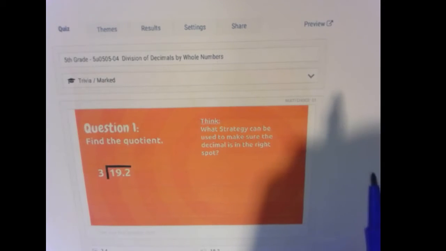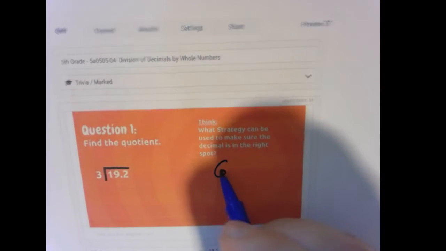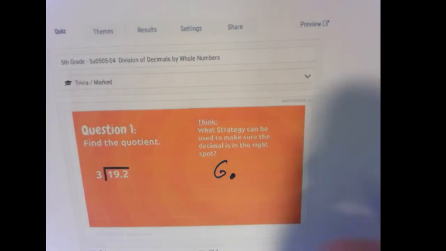19 divided by 3. So 3 times 5 would be 15. 3 times 6 would be 18. 3 times 7 would be 21. So I think this is going to be about 6 point something, right? Because 3 times 6 is 18, and then 19 is a little bit bigger than 18. So it's going to be 6 point something.